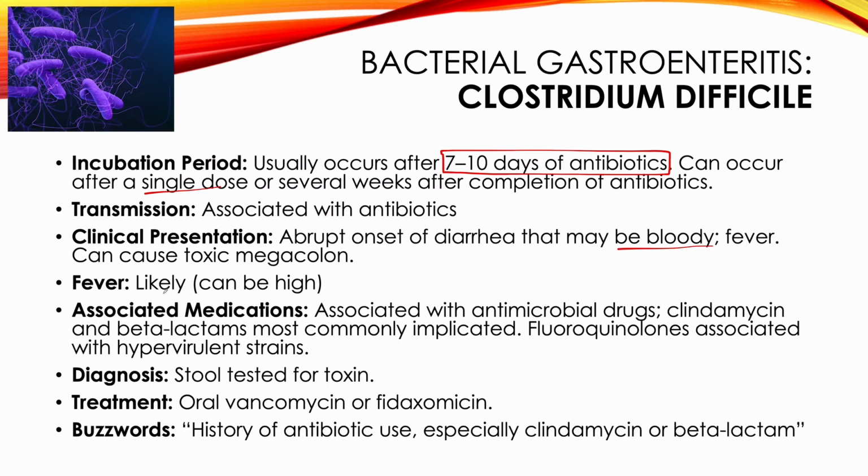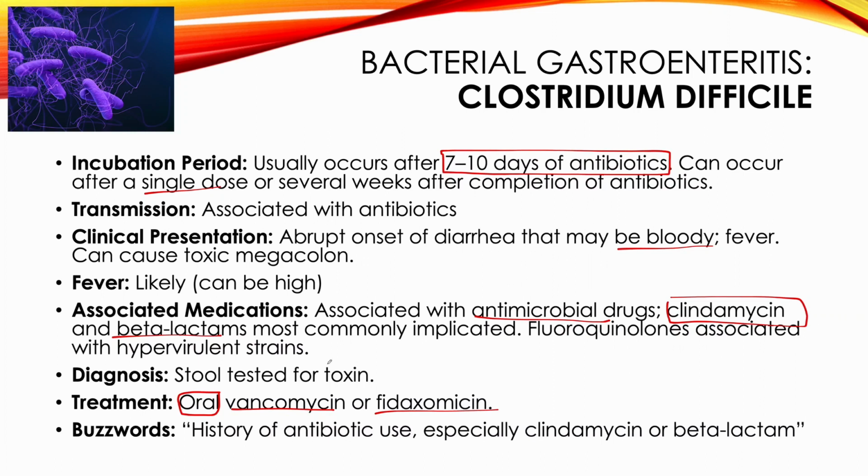Like we said, association with antimicrobial drugs, and the ones that are typical culprits are going to be clindamycin and some of the beta-lactam antibiotics. And we treat this with oral vancomycin or fidaxomicin. And I'll let Dr. Paz guide you as to when to use what. But it's really important that you look for oral vanc, not IV, because it needs to go where the infection is, which is in the colon.